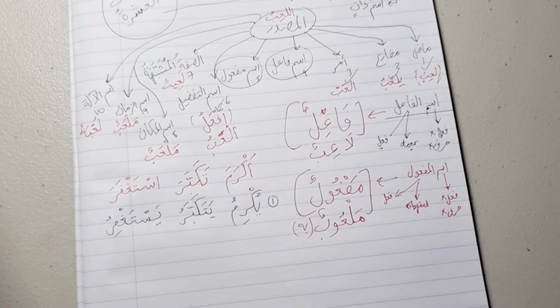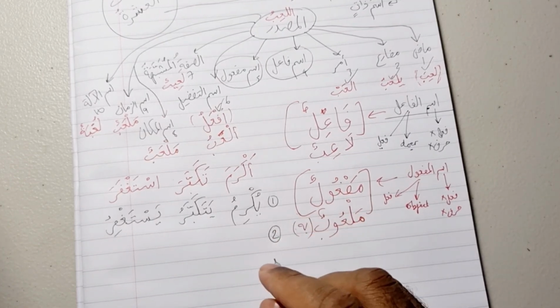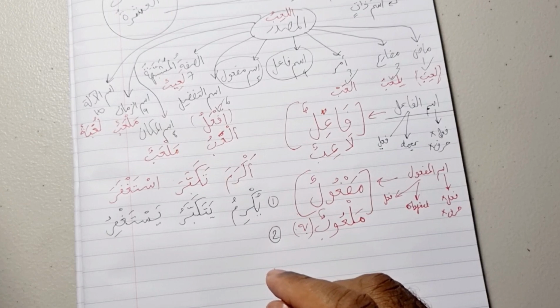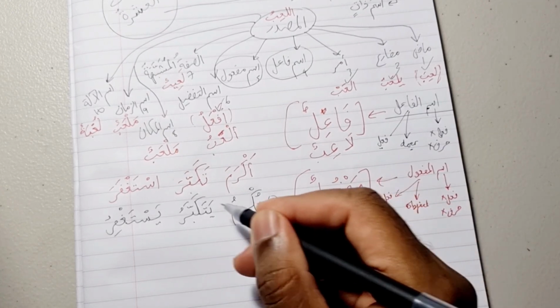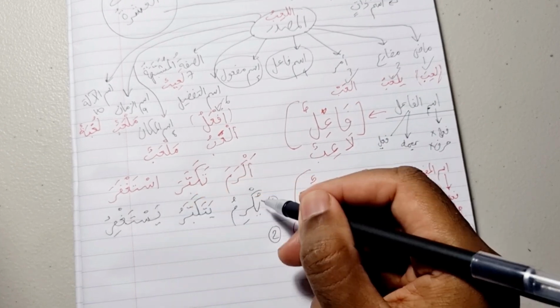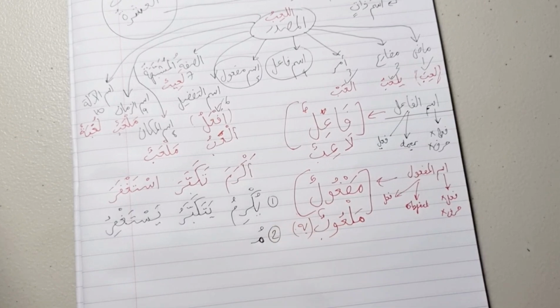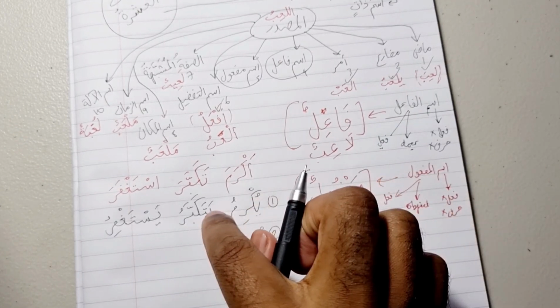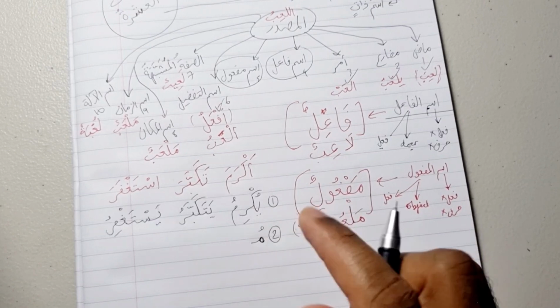Okay, step one, derive the mudari'. Once you've derived the mudari', step two, and this is for ismul fa'il and ismul maf'ul also, we're going to replace the harful mudara'. This harful mudara', because the fi'l mudari' starts with a harf mudara', right? We replace it with a meme, which has a dhamma. Replace the harful mudara', the first letter of the fi'l mudari', with a meme that has a dhamma.